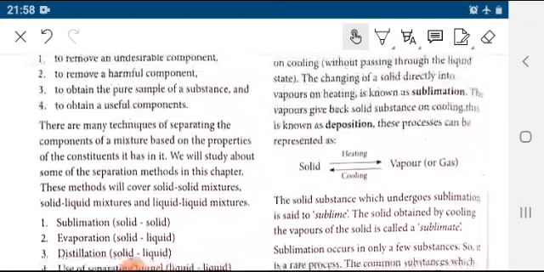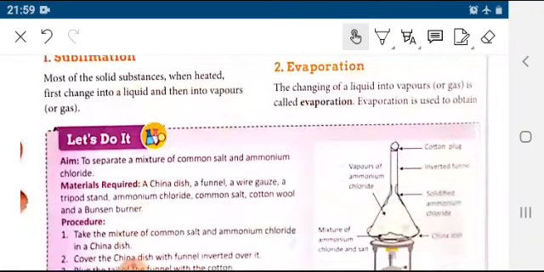So, what is the reverse of sublimation? The reverse of sublimation is deposition. That gas is converted to solid without being converted in liquid state. What is evaporation? So, evaporation is a process in which liquid is converted to vapor at all temperature. But if it is at a fixed temperature, then it will be called as boiling point.